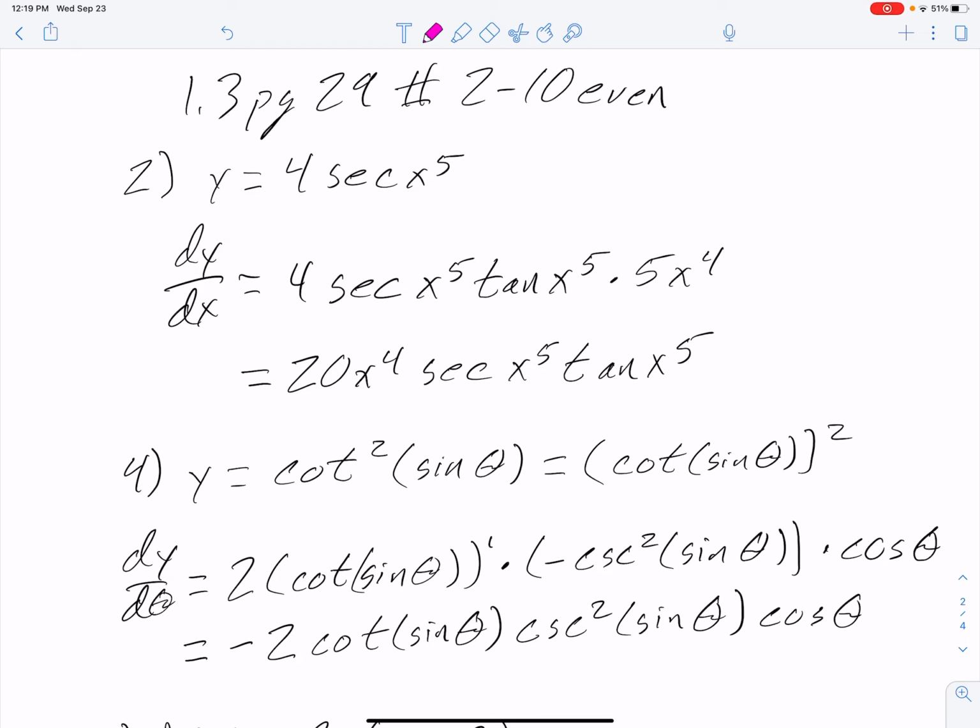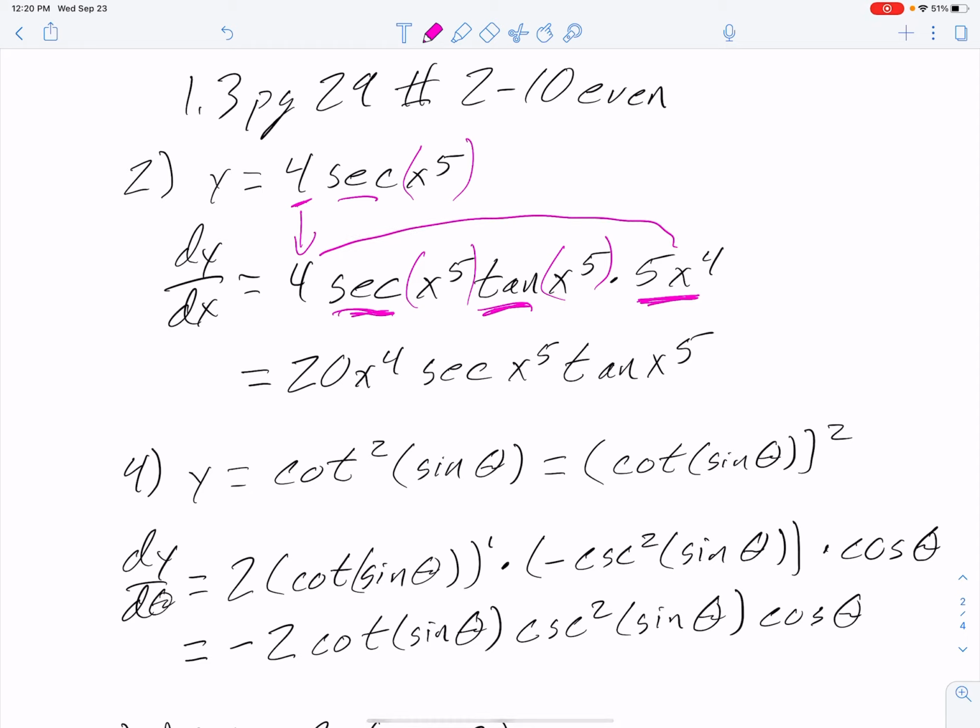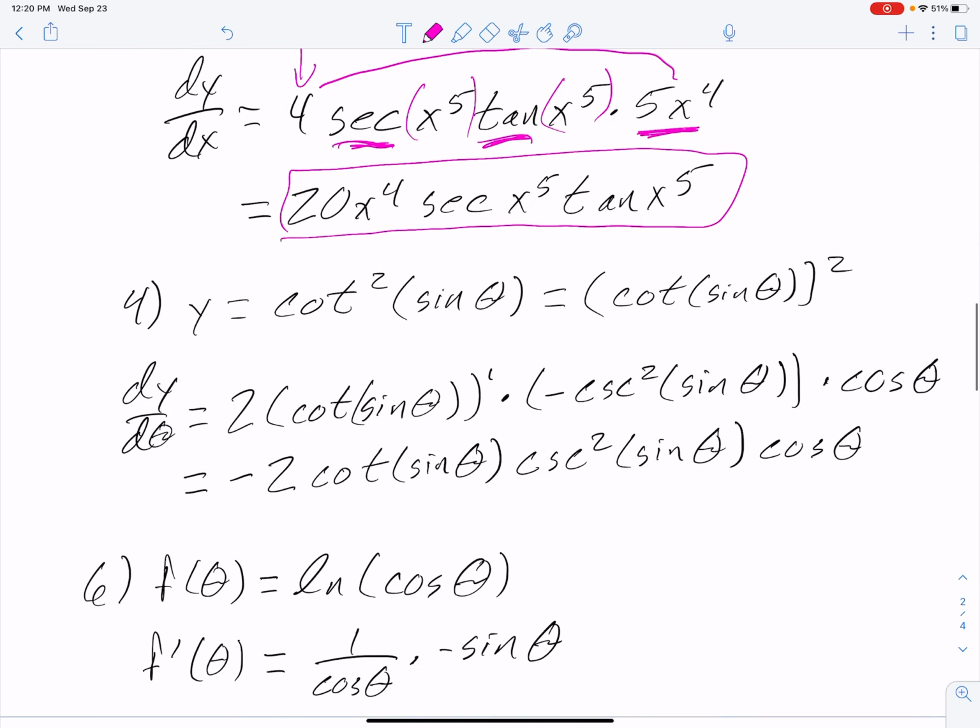Number 2, like we've talked about with coefficients, we just bring the coefficient down and multiply it by our derivative. As soon as we see secant, we know that the derivative of secant is secant tangent. It's just a matter of what was inside the secant. In this case, it's x to the 5th, so I'll put my x to the 5th inside my secant and my tangent, and then I need my derivative of x to the 5th. I always simplify monomials, so I'll multiply the 4 times the 5x to the 4th and end up with 20x to the 4th, secant of x to the 5th, tangent of x to the 5th.